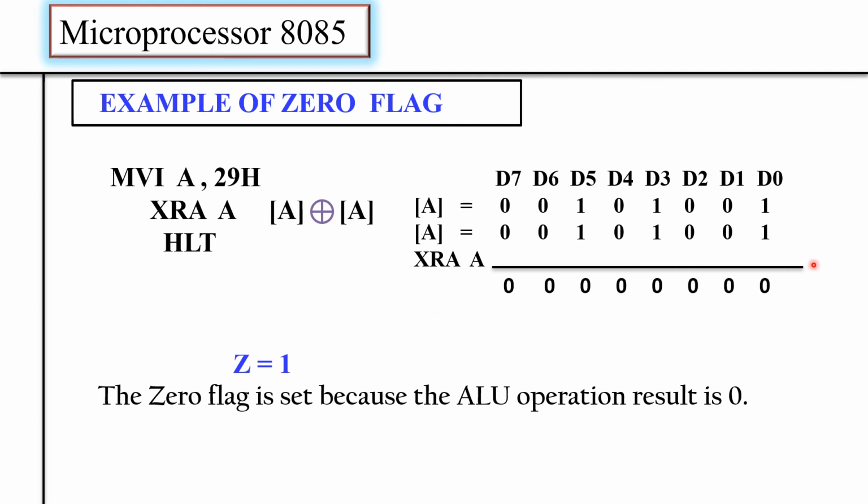When the result in the accumulator is 0, the zero flag is set to 1. So the zero flag is set because the ALU operation result is 0 and the content of the accumulator is 0. So Z flag is equal to 1. Otherwise, if the result is other than 0, then the Z flag, or zero flag, will be reset. It will store 0. Clear? So this is the zero flag.